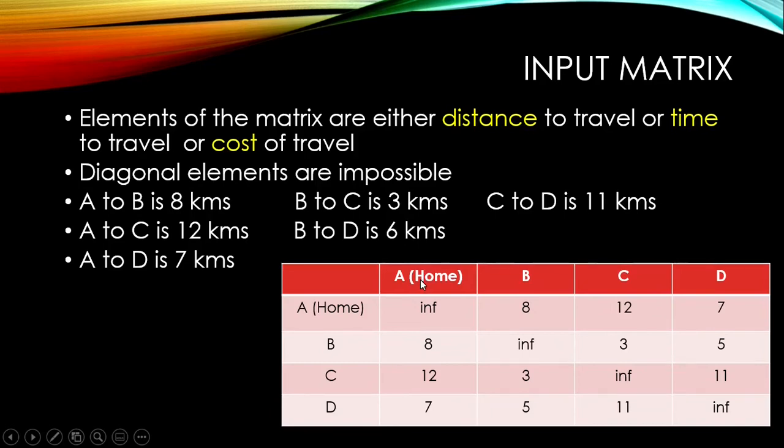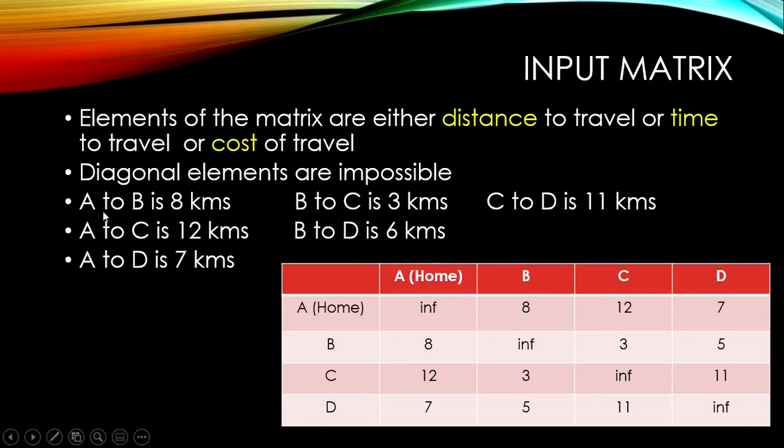Usually the data is in the form of a matrix and the number of rows and number of columns are equal to the number of cities including the home city. So elements of the matrix are either the distance to travel or time to travel or cost of travel, and we need to minimize these. Diagonal elements are impossible because they are from same city to same city. So they are represented either in the form of infinity or 0.